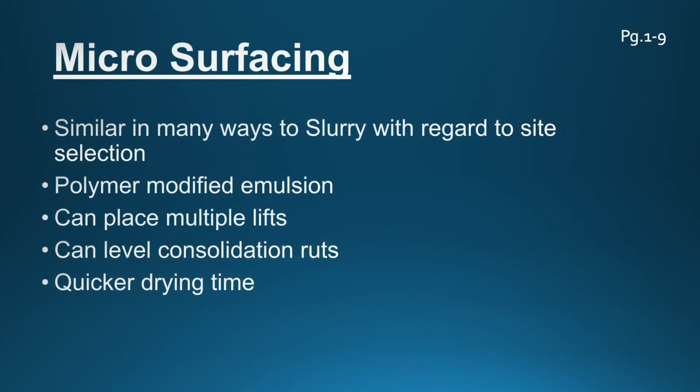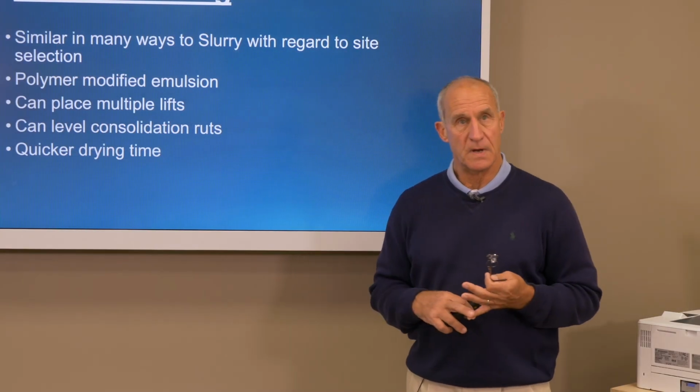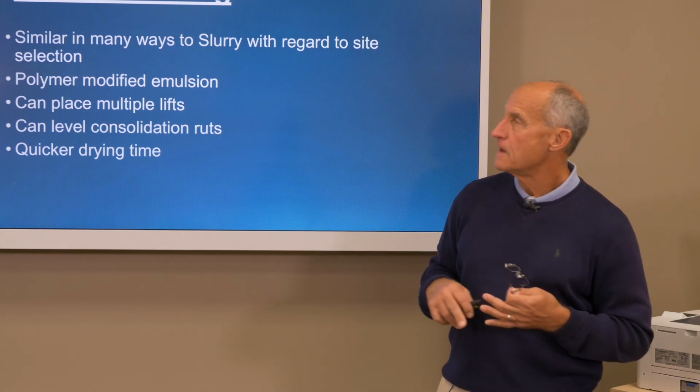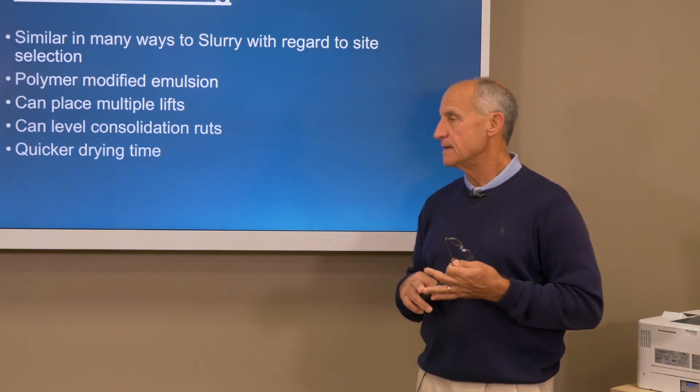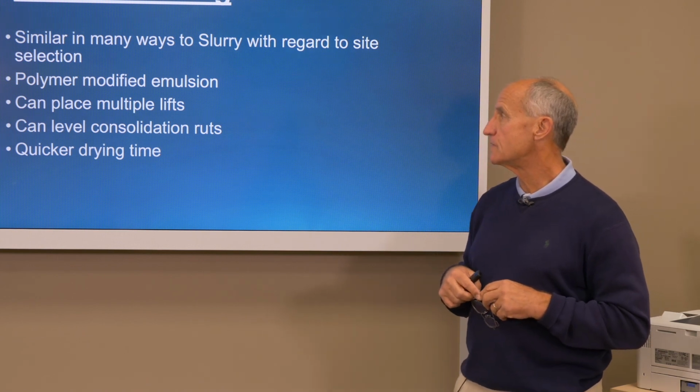Now, the microsurfacing is similar in a lot of ways to a slurry seal with regard to where you're going to put the material down. You still have to start with a road that's in very good shape, or pretty good shape to start with. The main difference between the microsurfacing and the slurry seal is that with the microsurfacing, it's modified with a polymer or a liquid latex as it's milled into the emulsion. We're not using a polymer modified emulsion with the slurry seal. We're starting to get into a little bit higher grade seal coat material here with the microsurfacing.